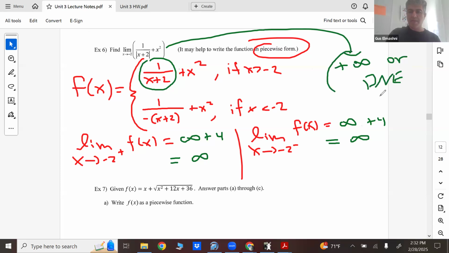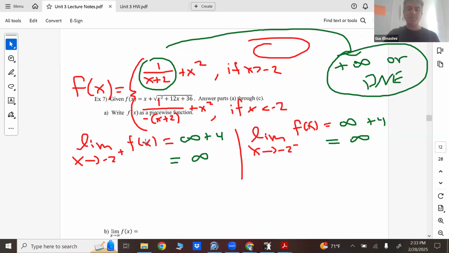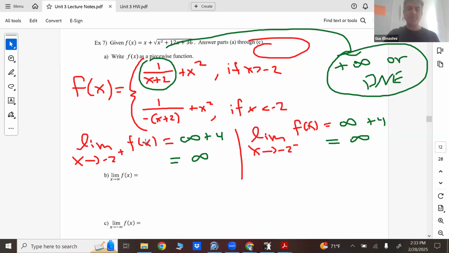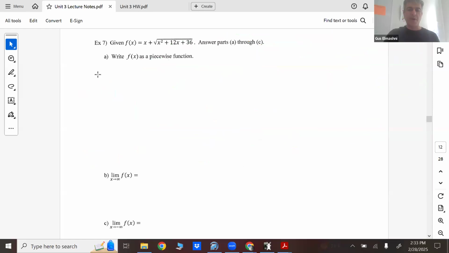So how did making it a piecewise function make it easier? Not really, actually. Let's just move on. I don't like this problem, actually. No, 7's a good one, though. Let's do 7, because this will involve limits as x approaches positive and negative infinity. All right, let's move on to this one here.